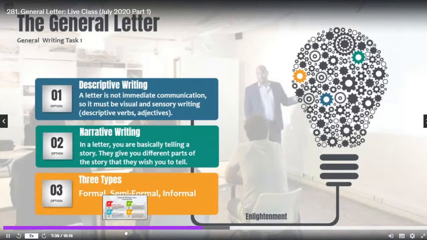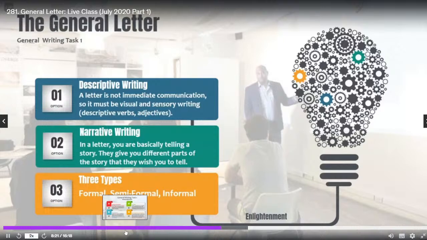So, one second. I'm teaching the general letter. So what I'm talking about does not relate to the academic. If I were teaching an academic class, I would not be talking about descriptive and narrative writing. So we don't mix things together. The general letter is a general letter. I've never mentioned this in an academic writing class, so it does not apply. Keep in mind, be descriptive, be narrative.